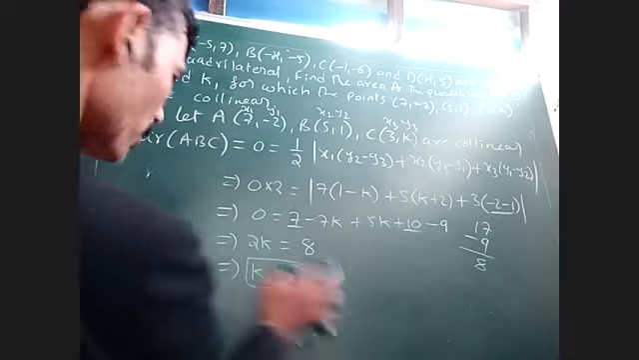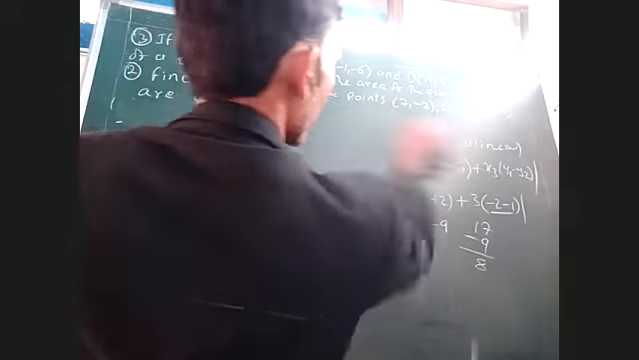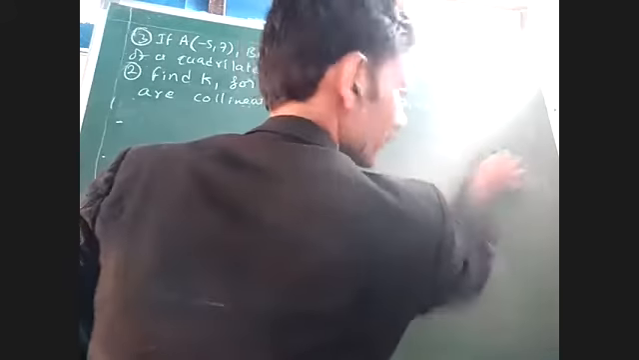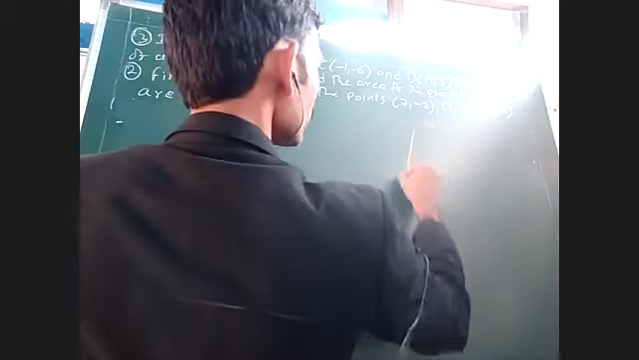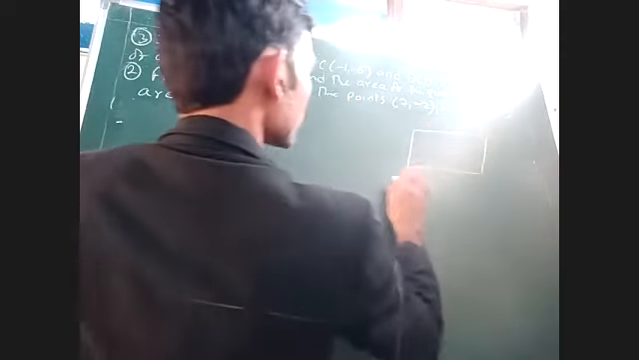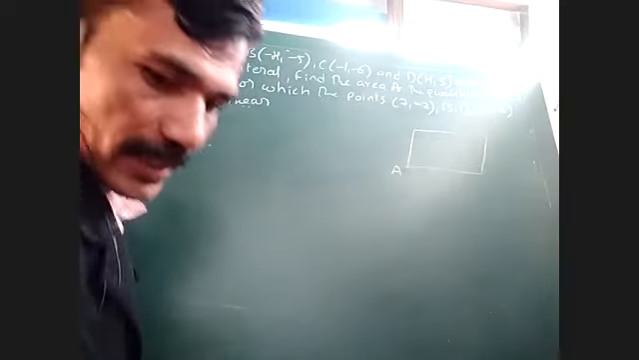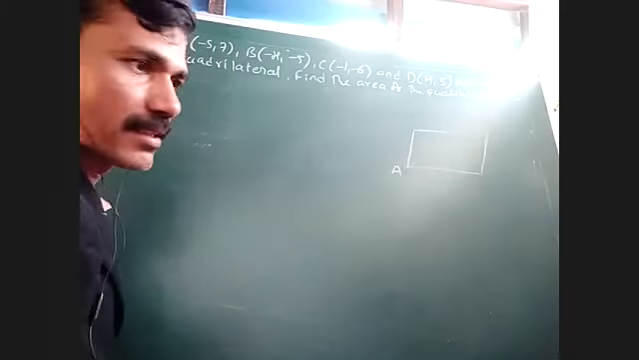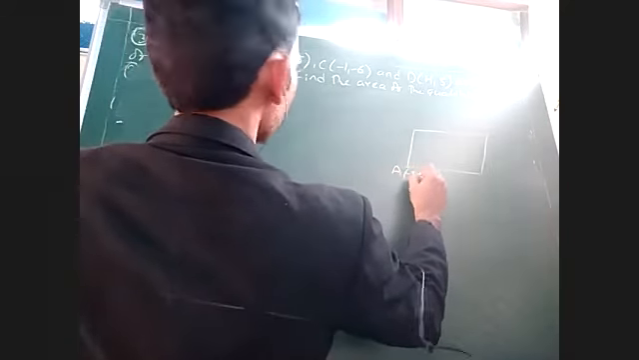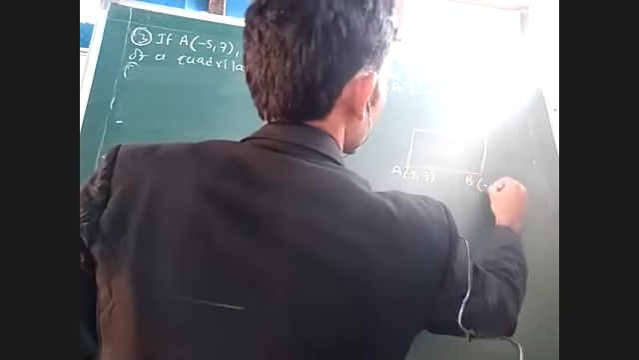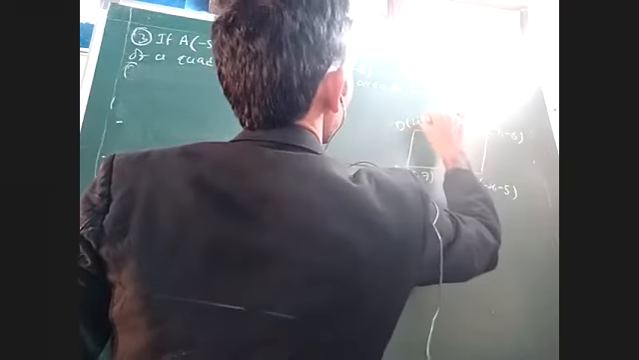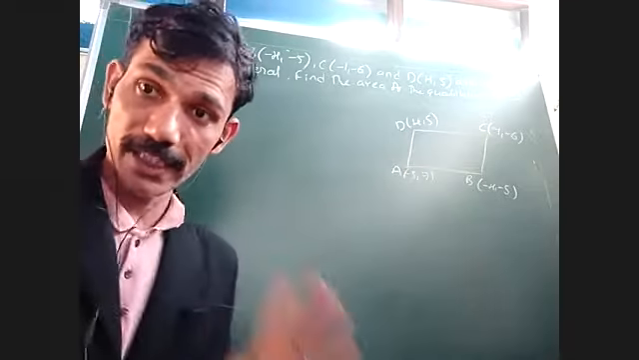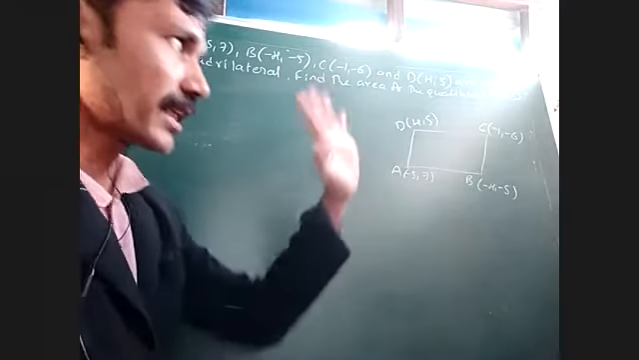Next, see, one more question. The last question is the area of the quadrilateral. 4 vertices are given and they ask you to find the area of the quadrilateral. The third problem we are doing is: A(-5, 7), B(-4, -5), C(-1, -6), D(4, 5) are the vertices of a quadrilateral. They ask you to find the area of the quadrilateral ABCD.